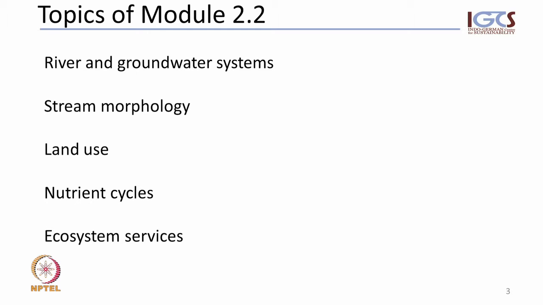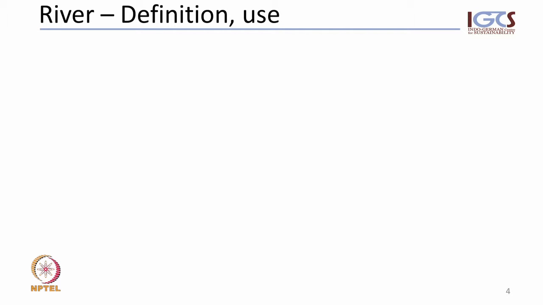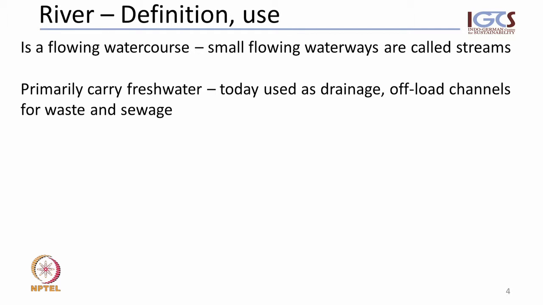The topics that we want to cover during this session are river and groundwater systems, stream morphology, land use, nutrient cycles, and ecosystem services. We'll start today with river and groundwater systems. Let's first of all start with the definition and the use of rivers. What we mean by river is a flowing water course, and when we talk about streams, we actually mean small flowing water courses. Sometimes we mix those terms loosely.